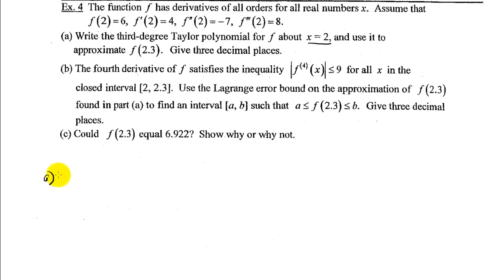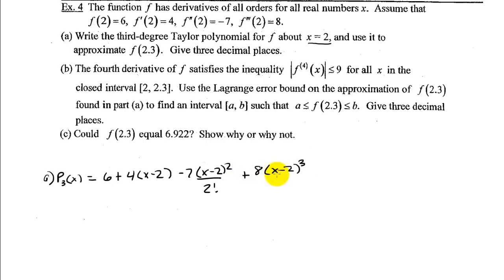All right, so letter A. We have a third degree polynomial P3 of x equals, oh, let's see, 6 plus 4 times x minus 2, and then we have minus 7 times x minus 2 squared over 2 factorial, and then plus 8 times x minus 2 to the third over 3 factorial.